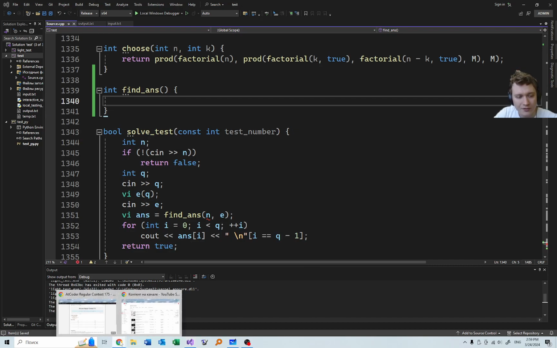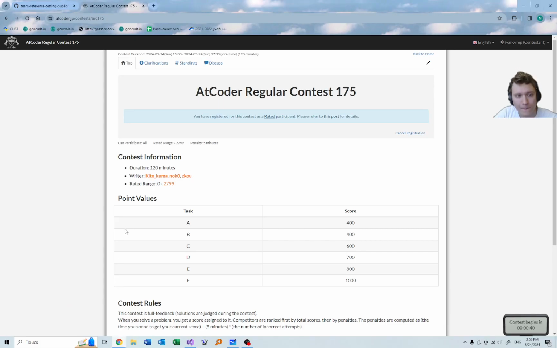Today I'm going to participate in AtCoder, and it has been a very huge delay, actually a big pause, because it's the first time since maybe last year or even 2022 when I last participated in AtCoder. But today is the day. It's time to improve my rating. Let's go.